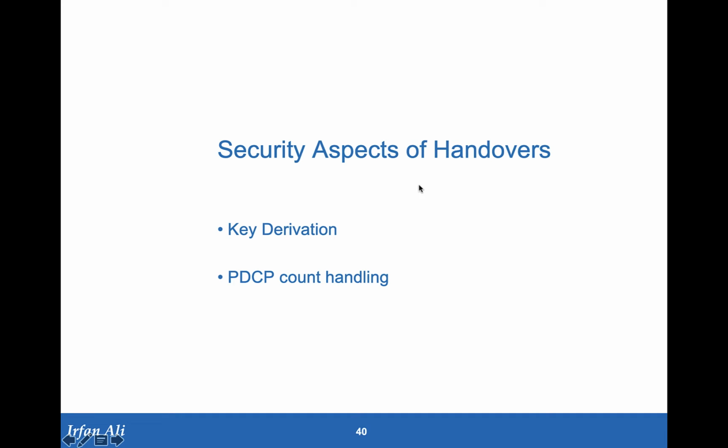In this part of the lectures, we will cover the security aspects of handovers. There are two parts in here. The one is key derivation and the other one is PDCP count handling.